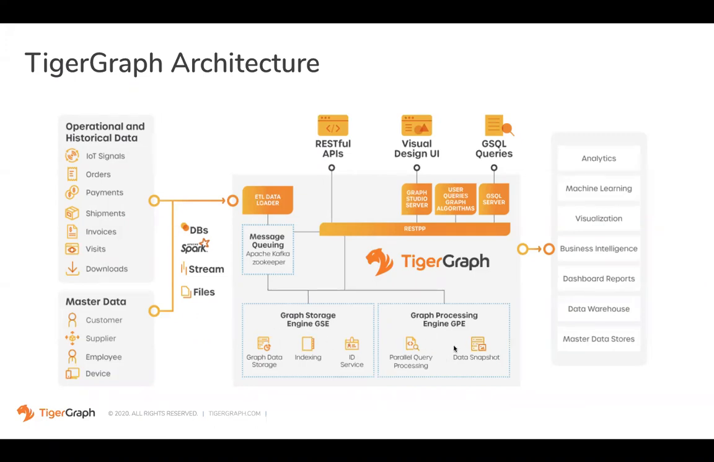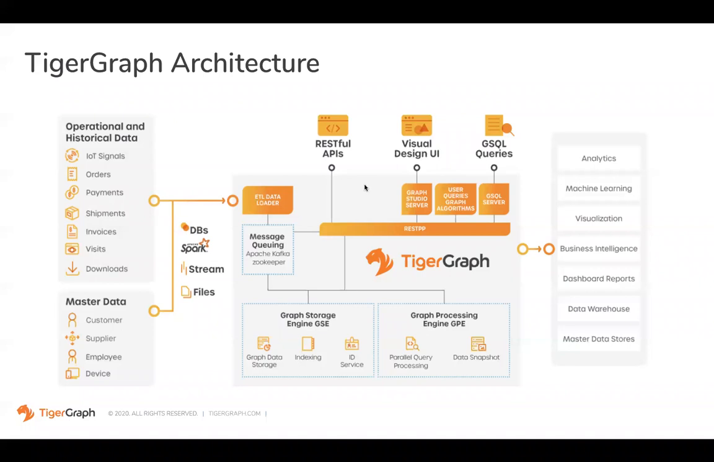And the graph processing engine is the heart of the database engine, where we perform the parallel query processing and we store the snapshots of data. Like if your query has updates, maintaining different versions of the copies of data, all of this is handled by GPE. And for data persistence, we use Apache Kafka. So any data that comes in either through REST PP or directly through the data loaders is first stored on Apache Kafka for persistence before we push it to the engine.